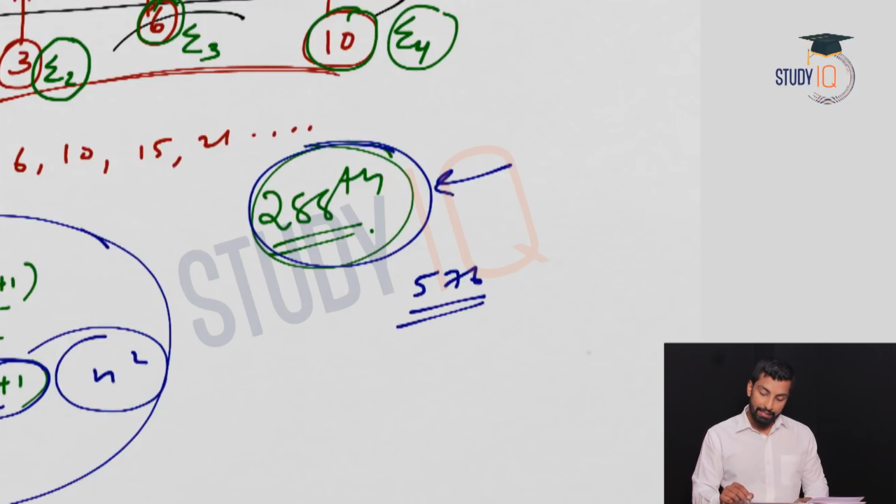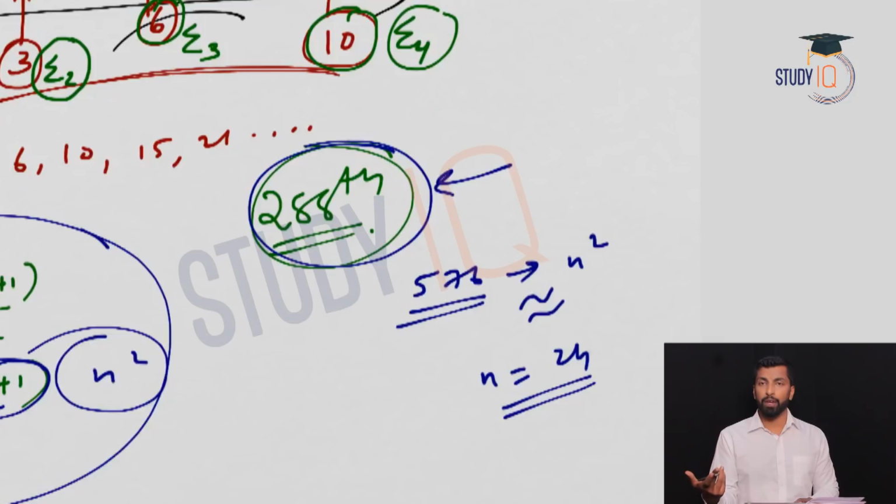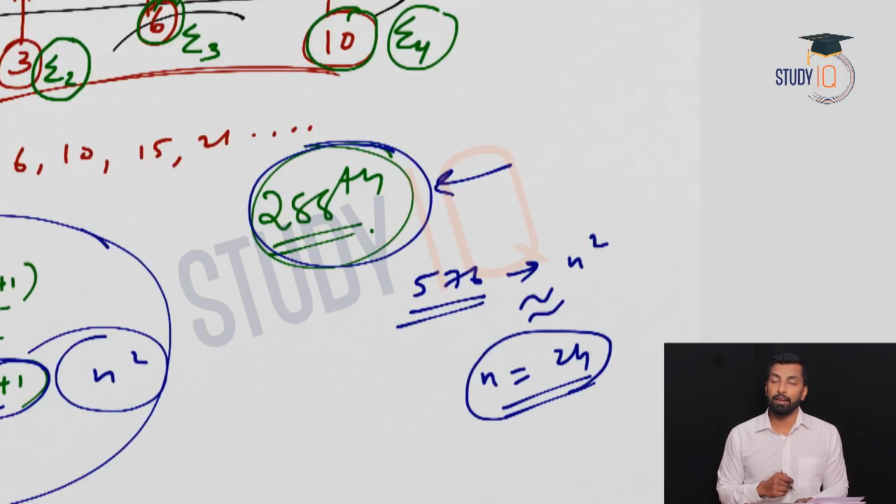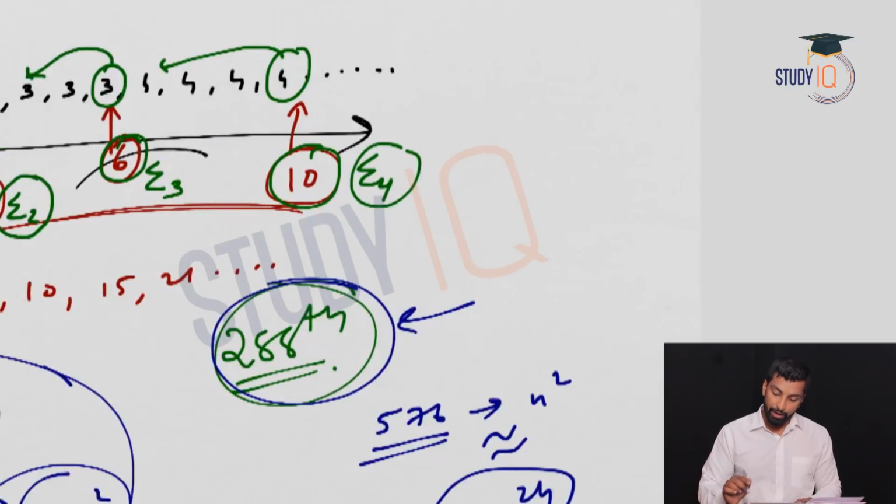Okay, so we know 576 is equal to, or approximately equal to, n square. So what is n? n is equal to 24. So that is the approximate number of terms. Now let's find sigma 24. So what is sigma 24?